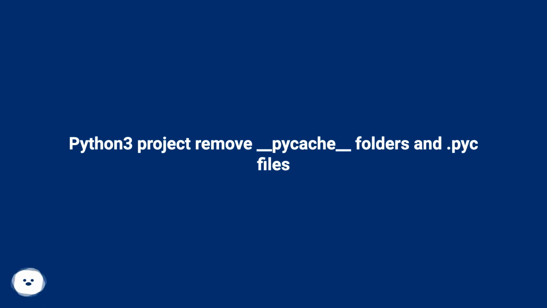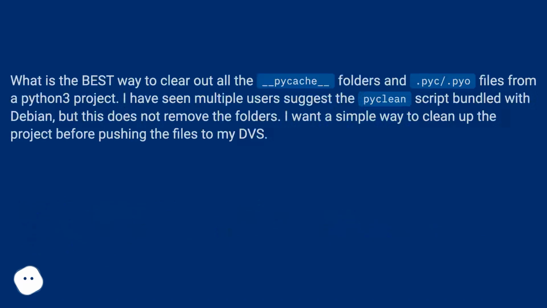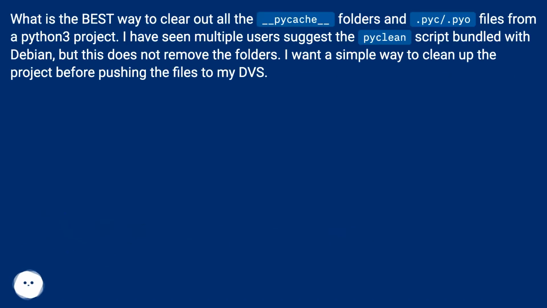Python3 project: remove __pycache__ folders and .pyc files. What is the best way to clear out all the __pycache__ folders and .pyc/.pyo files from a Python3 project? I have seen multiple users suggest the pyclean script bundled with Debian, but this does not remove the folders. I want a simple way to clean up the project before pushing the files to my DVCS.